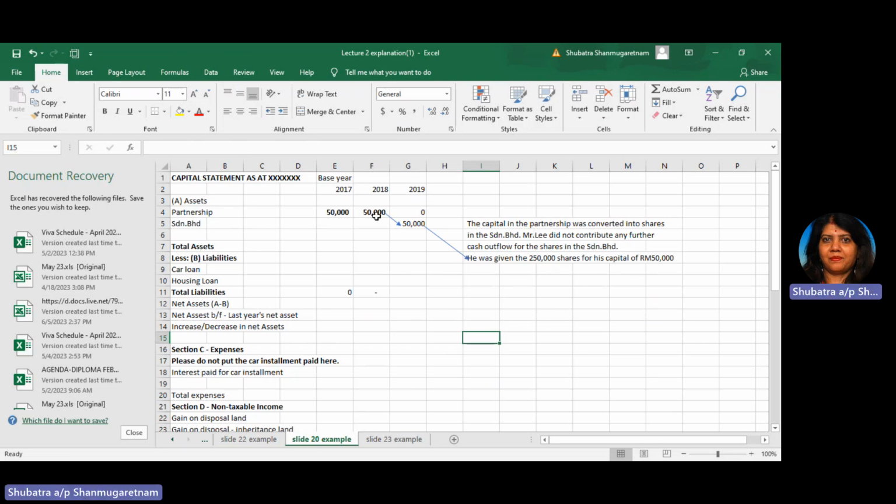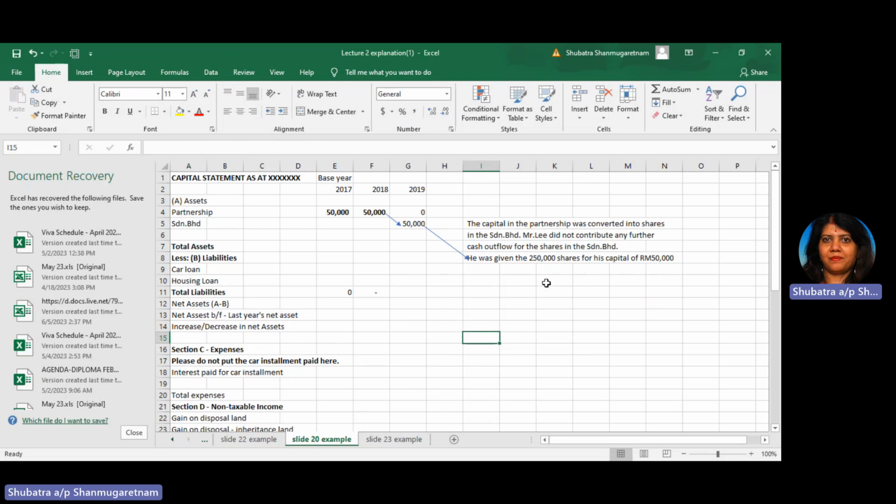He invested 50,000 in the partnership. Now, when he changed it to a Sdn Bhd, the partnership was valued at 250,000. Remember, from the very start, I told you all, it always has to be reflected at cost. You cannot reflect it at market value. So although the partnership was at market value of 250,000, you have to reflect it at cost. So the cost of the partnership was only 50,000, although when he converted it to a Sdn Bhd, the value of the partnership was 250,000.